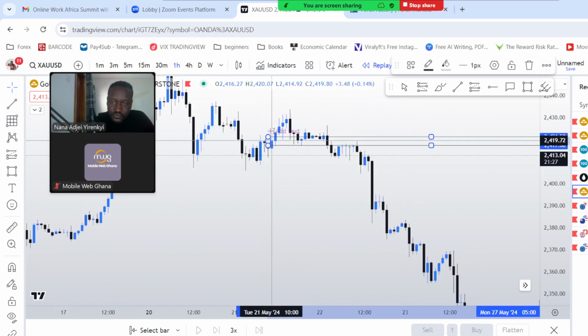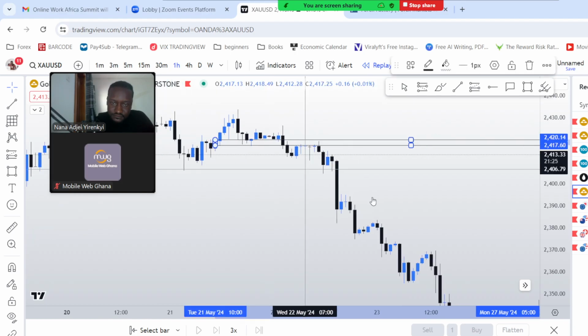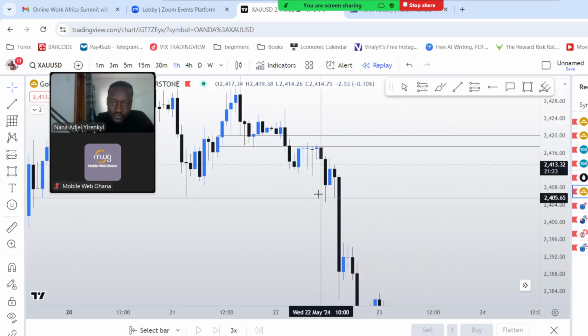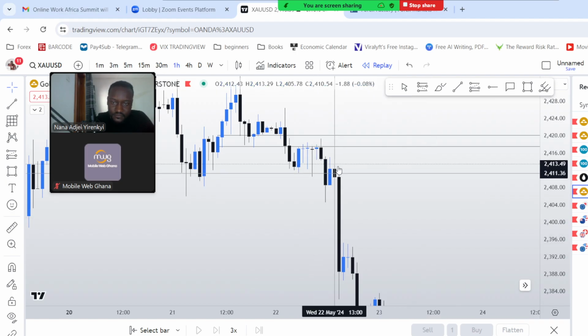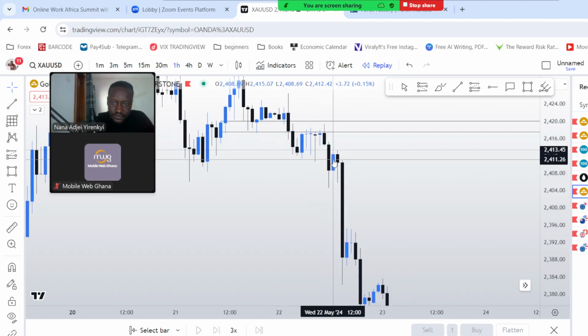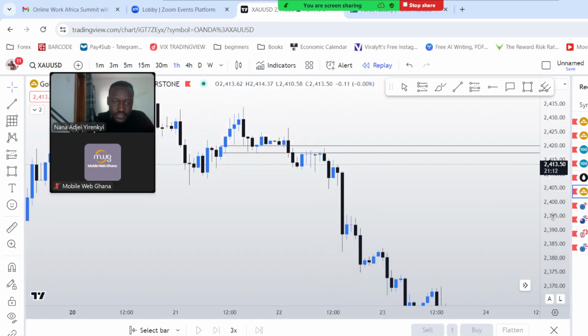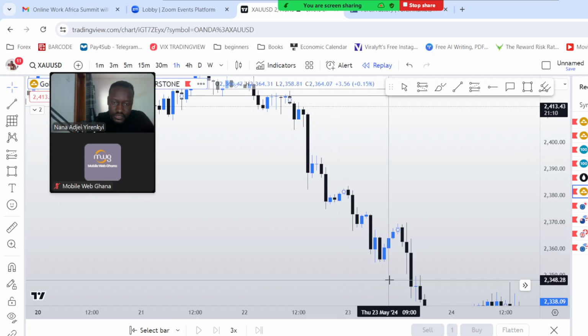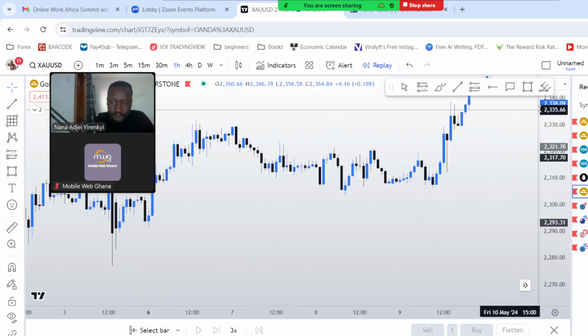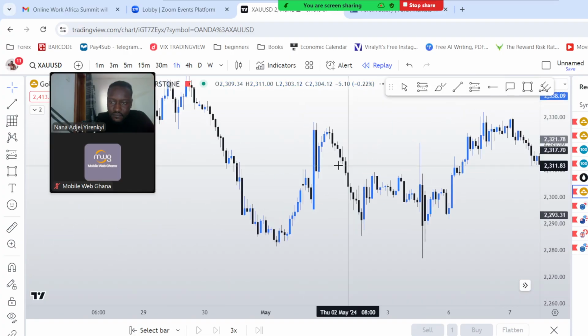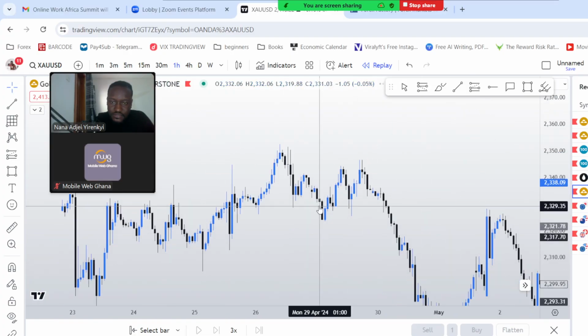Alright, so we marked our level of resistance here. And then right below we saw a hammer pattern being formed around here. We saw a hammer pattern being formed around the resistance area, and then right afterwards you saw a push all the way to the downside. Let me see if I can find another one.